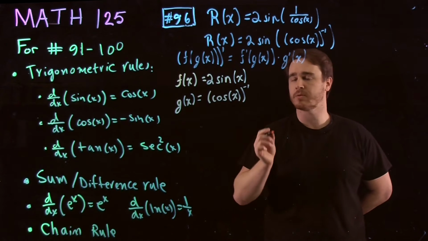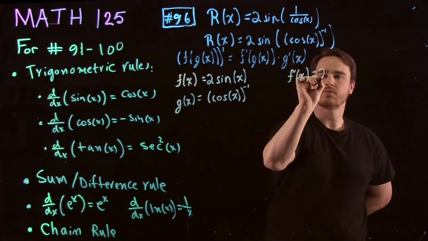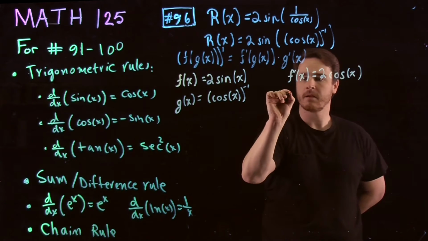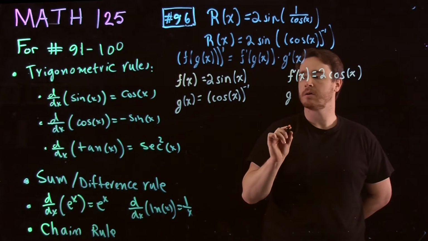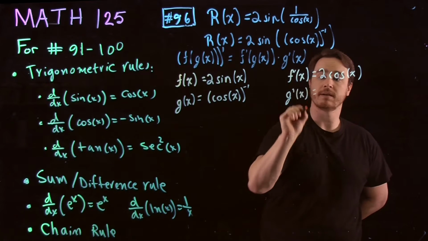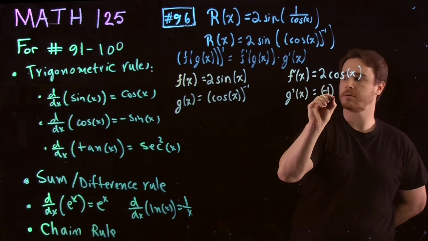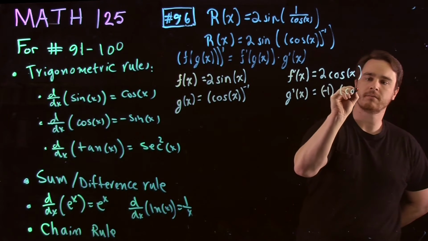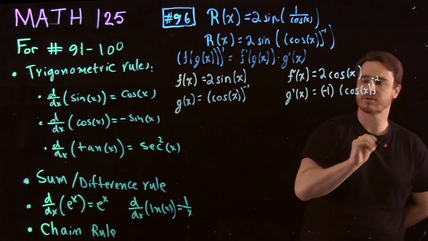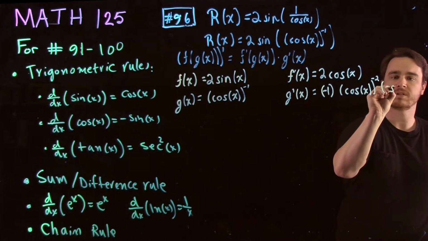So if f of x is equal to 2 sine of x, then f prime of x is equal to 2 cosine of x. If g of x is cosine of x to the negative 1 power, then g prime of x is, by my generalized power rule, I'm going to take that negative 1 and pull it down in front, rewrite my function, reduce negative 1 by 1, so we have negative 2, times the derivative of the inside, which is negative sine of x.